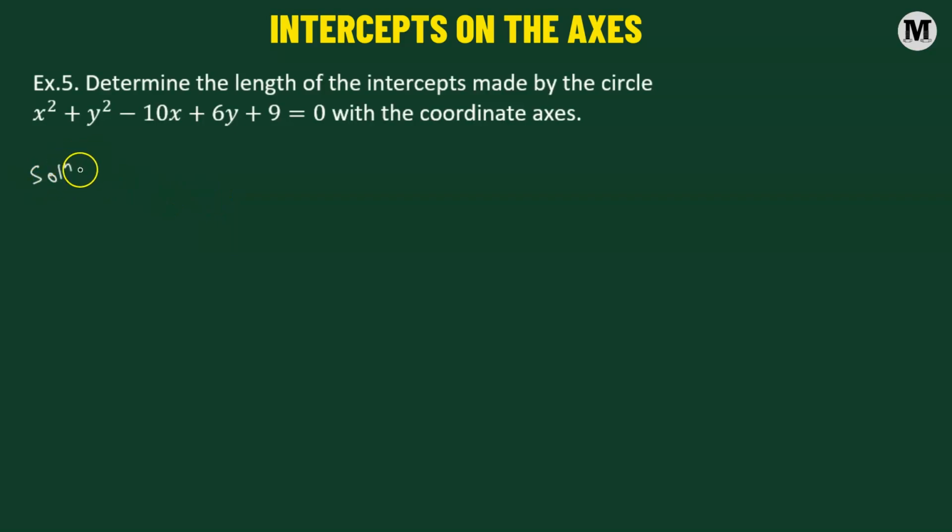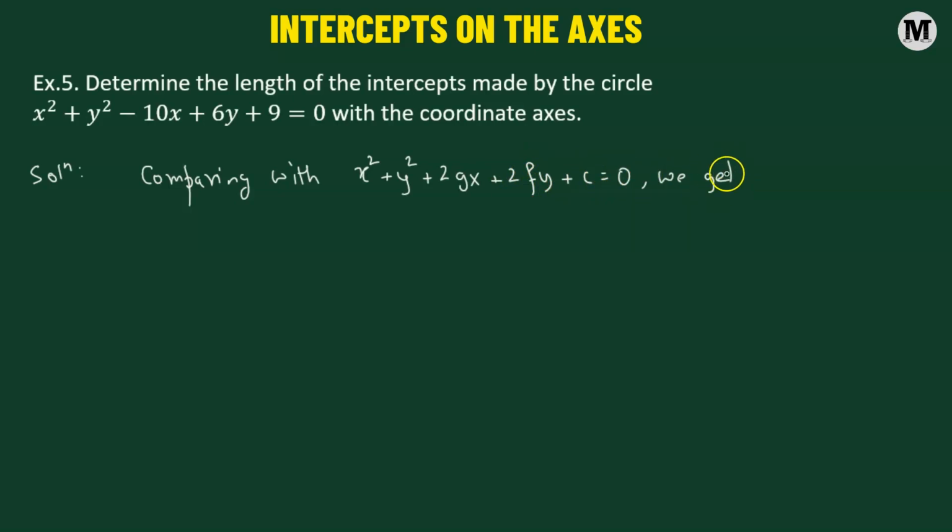We need to find out the length of the intercept measured by the circle x squared plus y squared minus 10x plus 6y plus 9 equals 0. So we're going to compare it with the general equation of the circle, which is given by x squared plus y squared plus 2gx plus 2fy plus c equals 0. We are going to get 2 times g equals -10, which implies that the g value must be equal to -5. Then 2 times f equals 6, so f value will be 3. And then we have the c value, so c corresponds to +9.